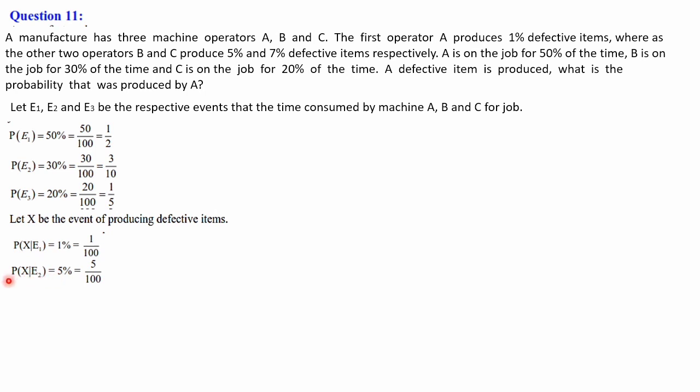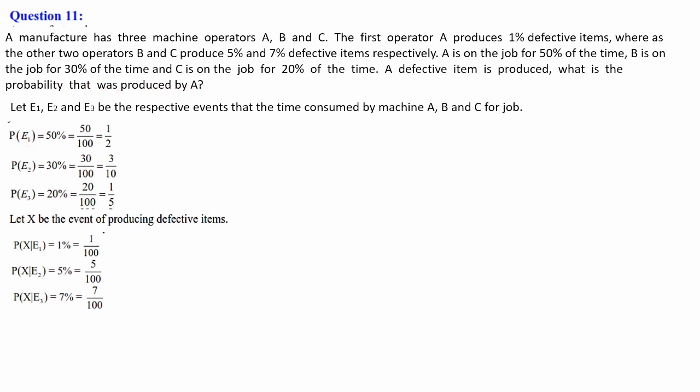So this way of writing is okay if you are able to write it from the question. No need to define it. So P of X given E2 in the sense a defective item is produced by E2. E2 in the sense operator B. That is 5%, 5 by 100. Next is X given E3 in the sense defective item is produced by operator C, that is 7%, that is 7 by 100. Then we have to find out a defective item is produced. What is the probability that it was produced by A, means E1.